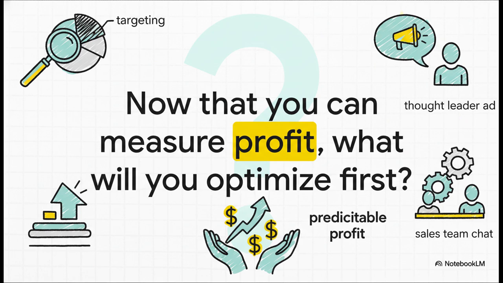You now have the complete playbook to measure and improve your LinkedIn ads performance. The question is no longer, is it working, but how can we make it work even better? So what are you going to optimize first?